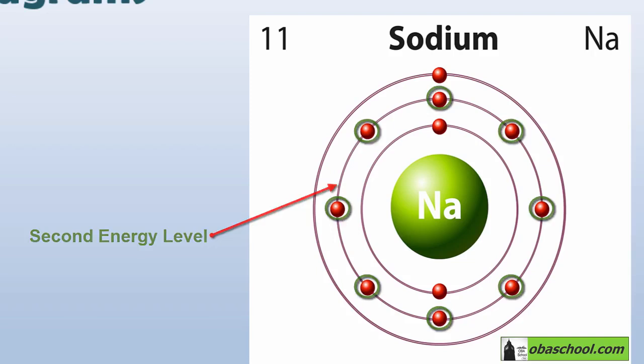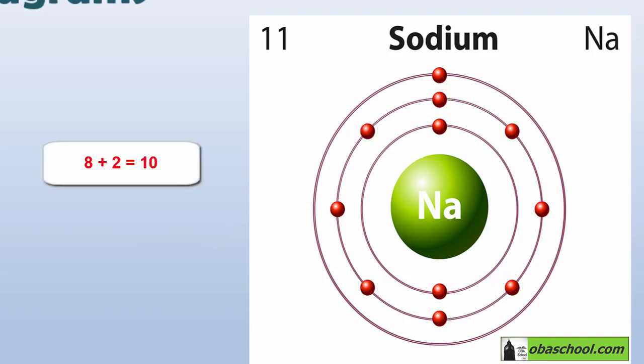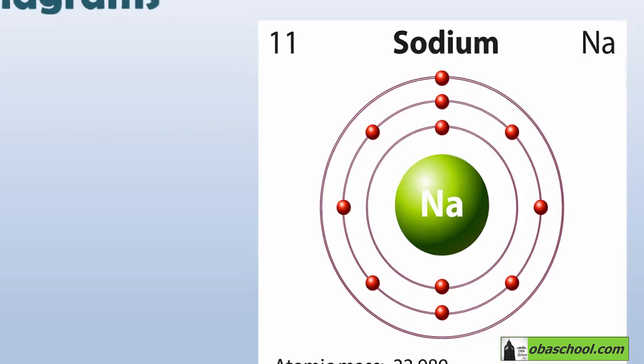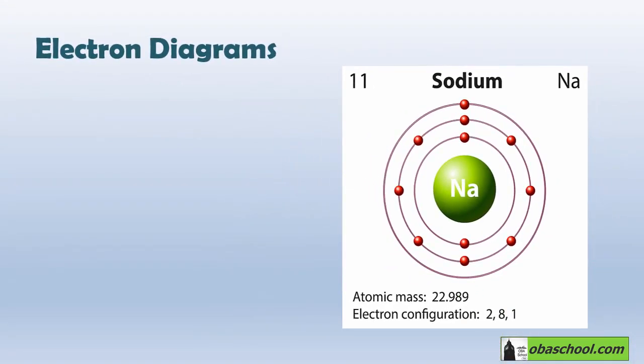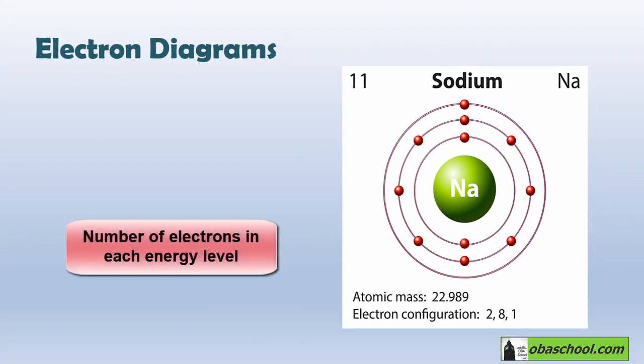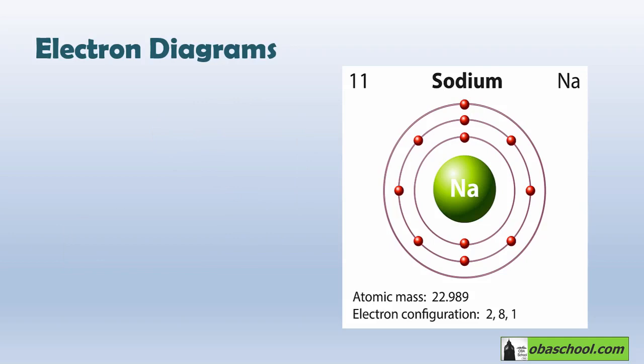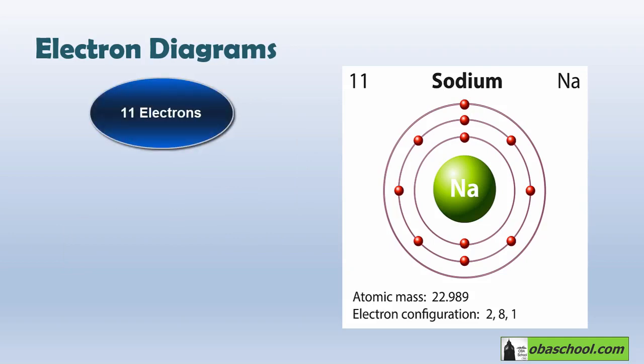Let's add the number of electrons. So 8 plus 2 is 10. However, we have 11 electrons, which means that we have one remaining electron. This electron will be placed now in the third energy level, as you can see. To save drawing atoms all the time, we can write down the number of electrons in each energy level, and this will be called the electronic structure. This sodium atom, which has 11 electrons, has an electronic structure of 2, 8, 1.